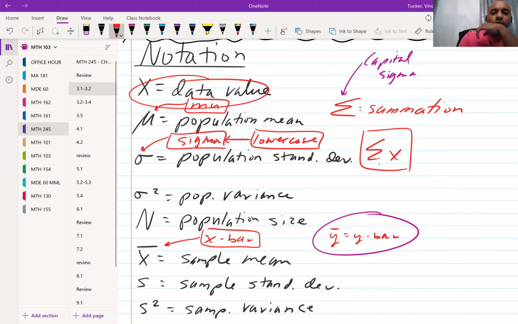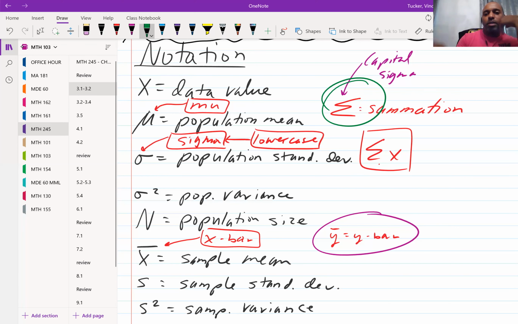Whenever you see X, that always represents your data value. This is the Greek letter mu, and that represents the population mean, or the population average. This is the Greek letter sigma, lowercase sigma, and that represents the population standard deviation. Over here, I was just showing you what capital sigma looks like. Most of you have probably seen capital sigma before. It means summation, adding up your data values.